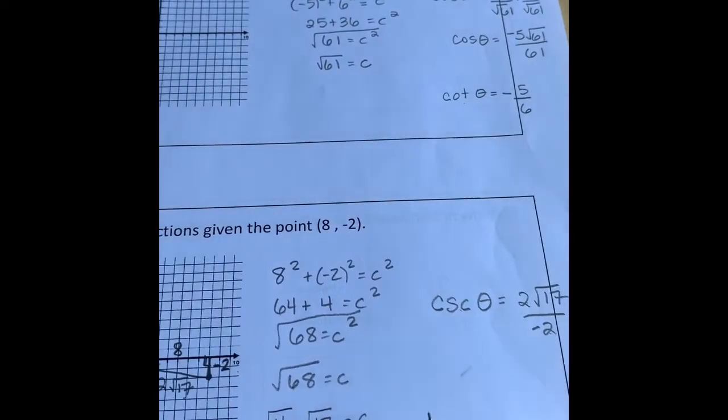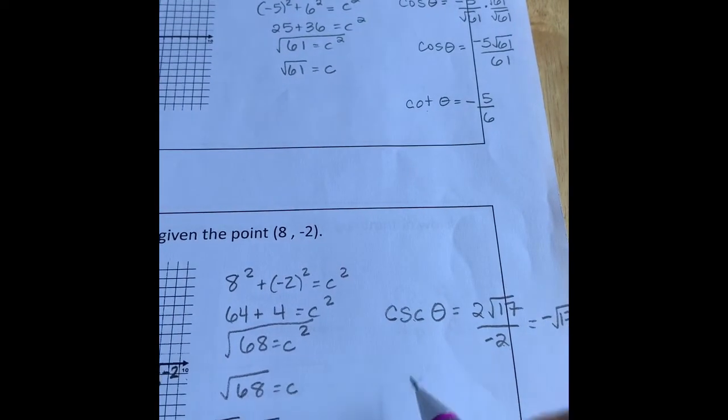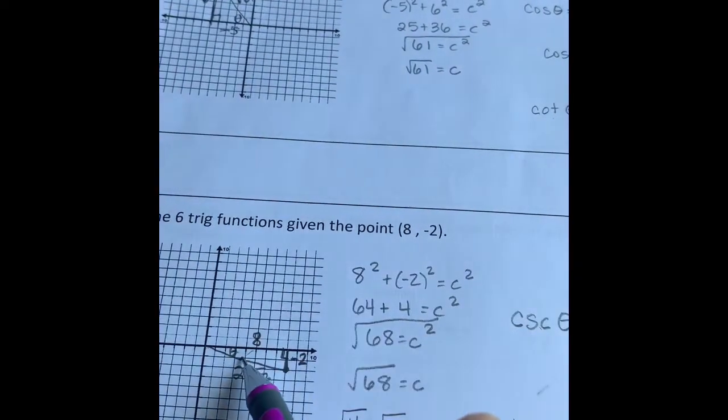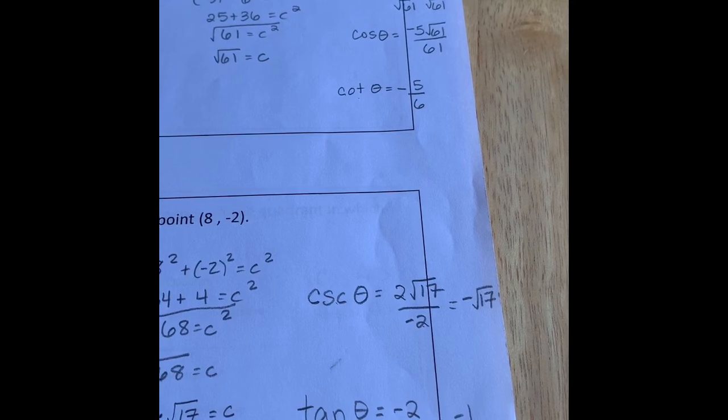One more, let's say I wanted to find tangent of theta. Tangent is opposite over adjacent. So opposite is -2, adjacent is 8. So I have -2 over 8, which simplifies to -1/4. Your answers for these should never be a decimal. They should always be a simplified fraction.